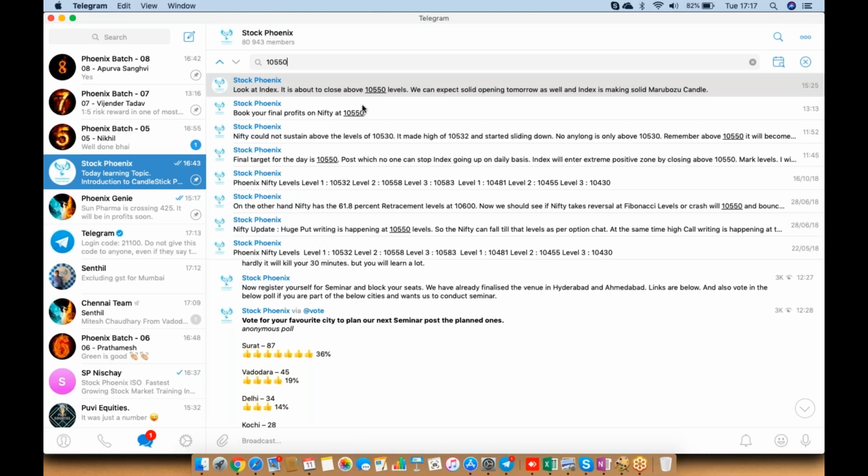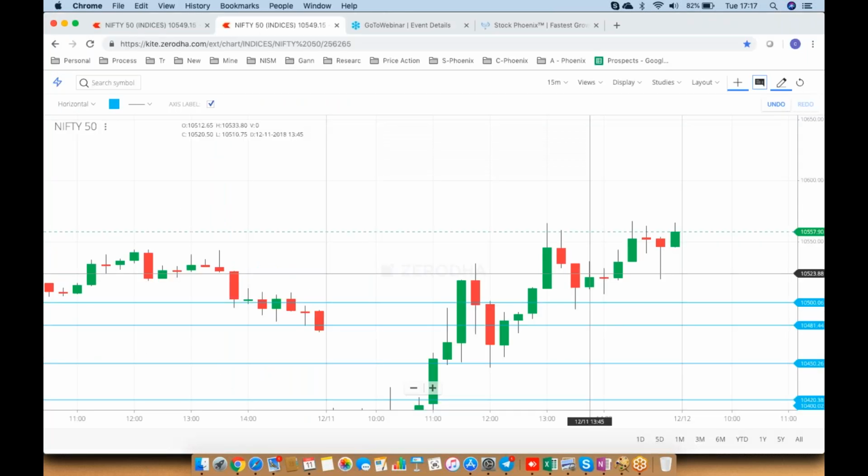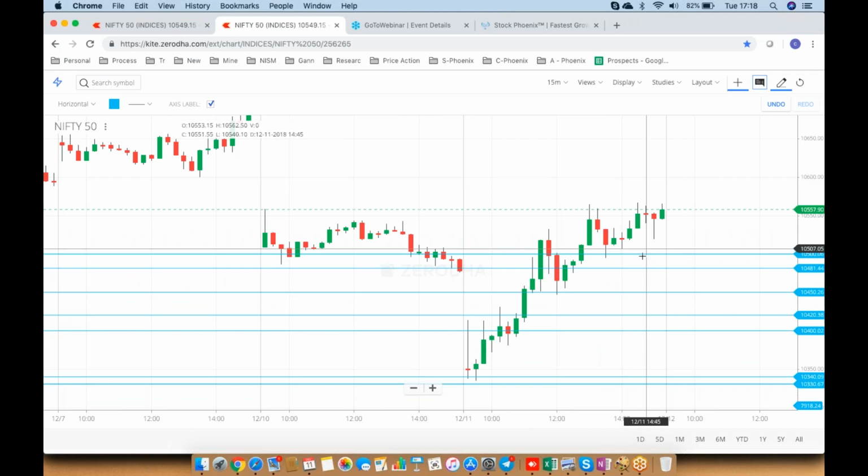Okay. Book your final profits at 550 levels. At 130 itself, I alerted to book and exit. It again closed 557 and above. Now, what is the importance of this level 550?